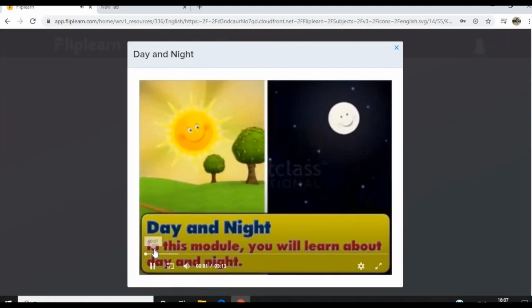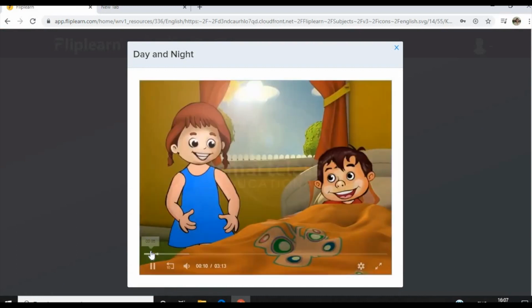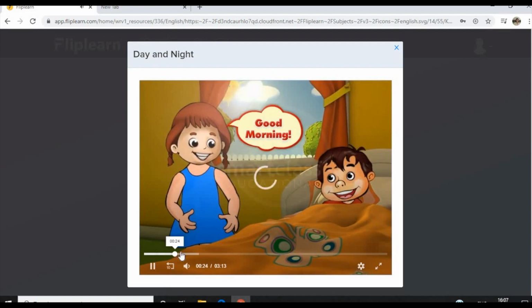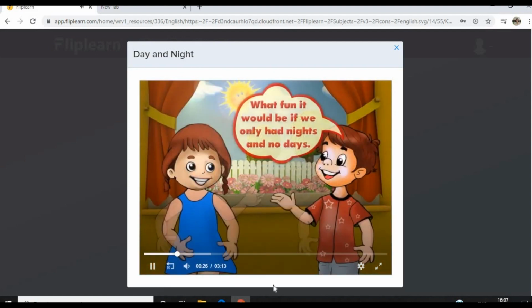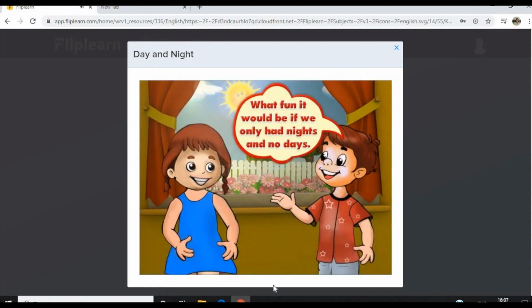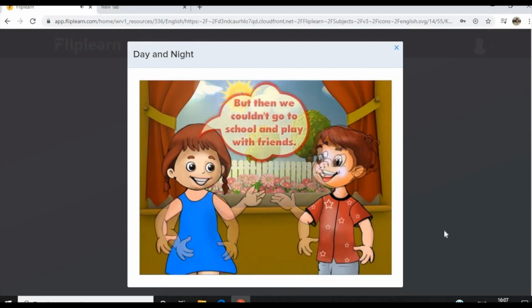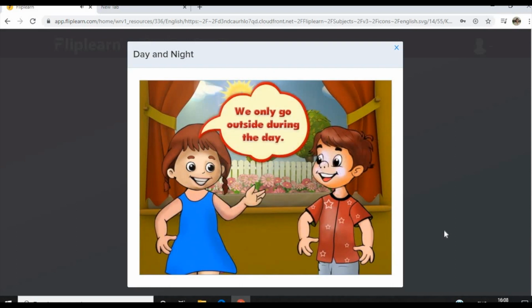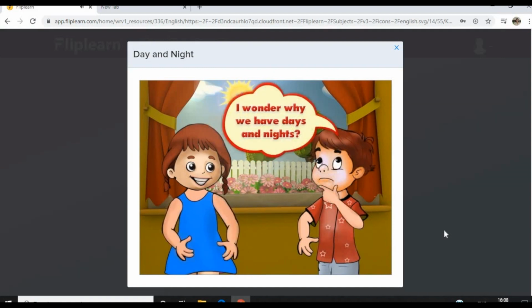Day and night. In this module, you will learn about day and night. Good morning. What fun it would be if we only had nights and no days. But then we couldn't go to school and play with friends. We only go outside during the day. I wonder why we have days and nights.